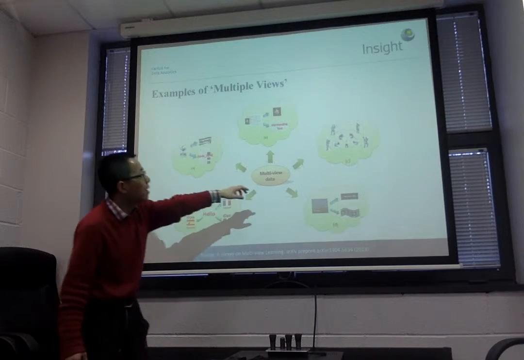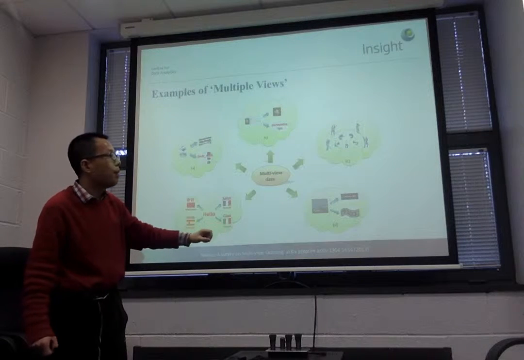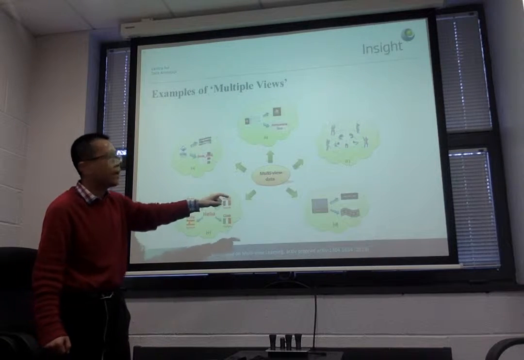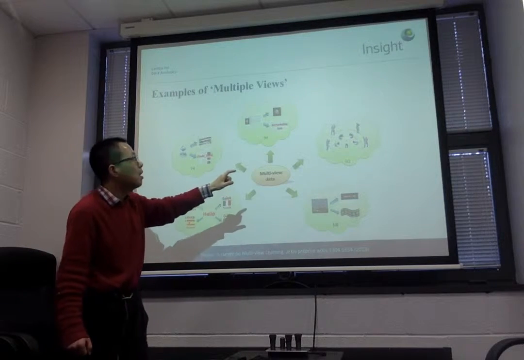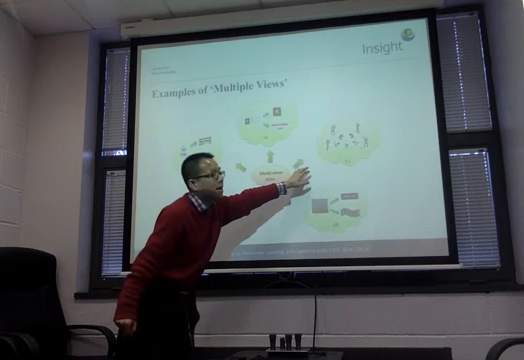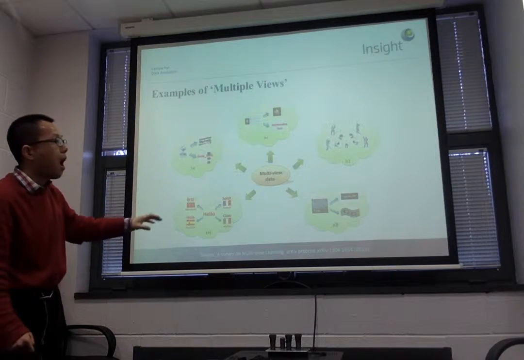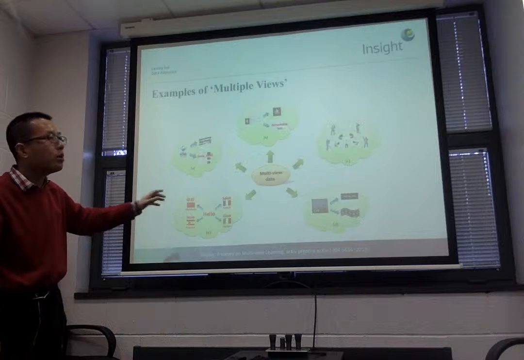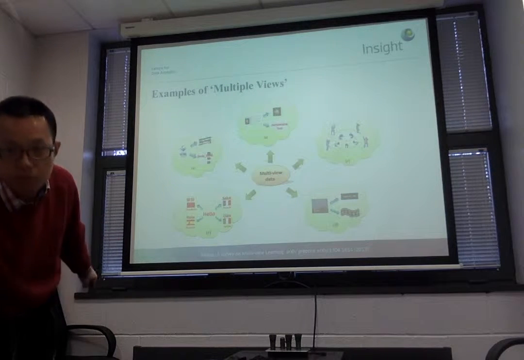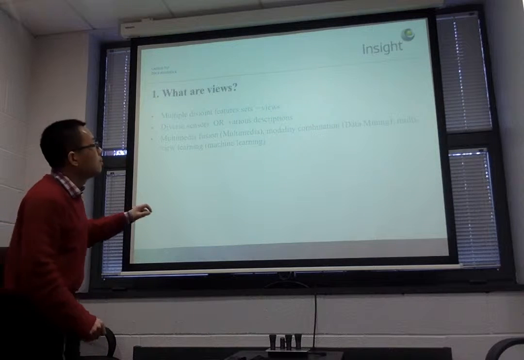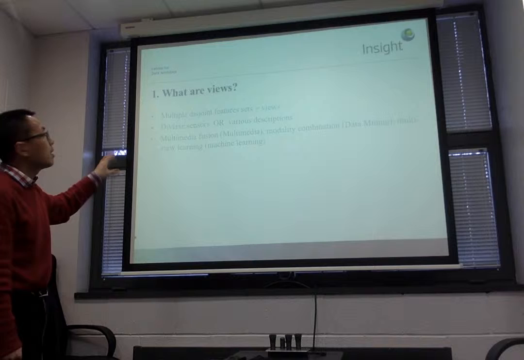Another example: the real world is a 3D world, but if you see it on a screen, you can only see two dimensions. That is an aspect, and we also call it a view. As you can see, in a lot of scenarios in the real world, we will call it a view. So what exactly are views? Views are multiple disjoint feature sets.